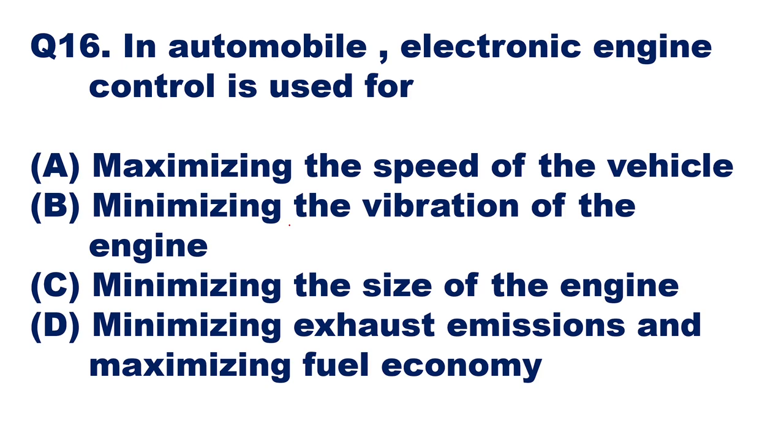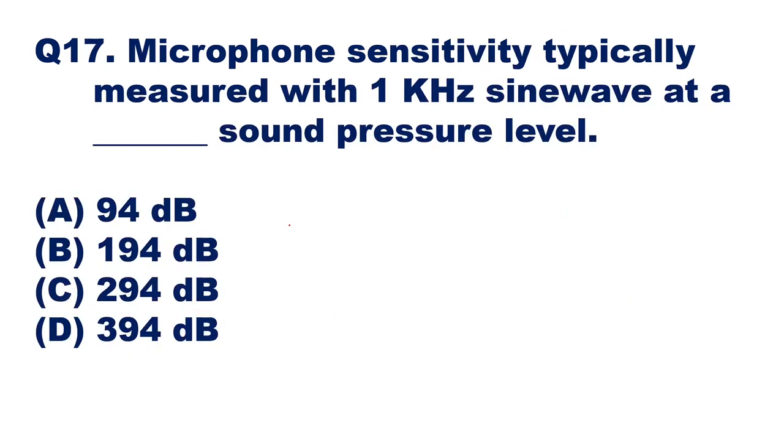Because of electronic control, the engine will give minimum exhaust emissions and maximum fuel economy. So here option D will be the right answer. So here you can see in automobile, electronic engine control is used for minimizing exhaust emissions and maximizing fuel economy. Then we'll go to the next question.